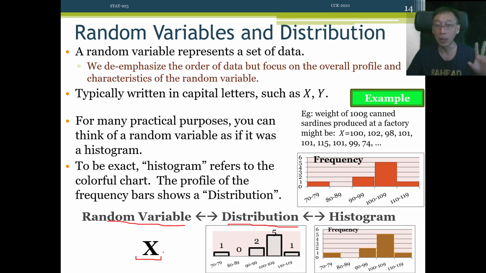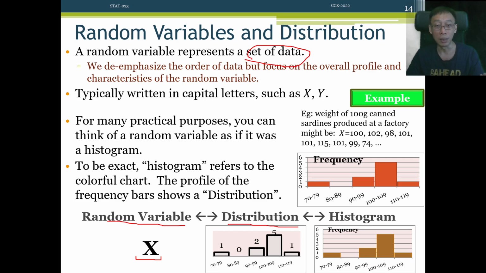We can use all the capital letters. Don't use small letters. It's an international convention, so please follow that. Capital letters refer to random variables. Remember what a random variable is? It is not like a dice. It's not random, and actually not an algebraic variable like A equals 1. Not like that. It is basically a bag of data, right?